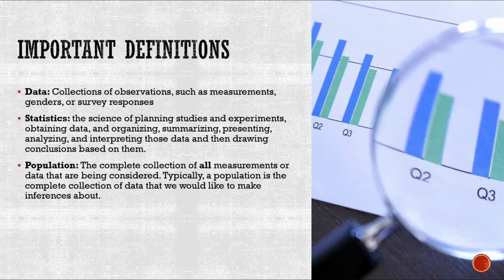So here's the main idea. A population is the collection of all measurements or all the data that's being considered. Typically, a population is a complete collection of data we would like to make inferences about. Sometimes the population is very large.